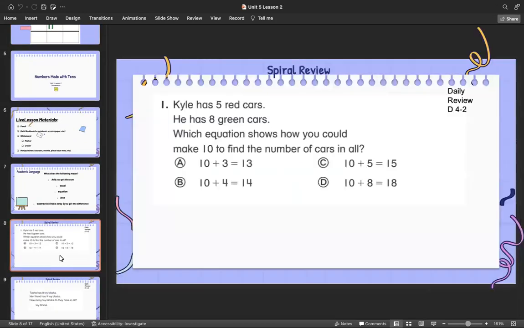We're going to jump right into the spiral review. Again, the most important part here at the end is "in all." Again, we are looking for answers to cross off and see if we can eliminate some of the answers at the bottom. So pause, work with your learning coach.